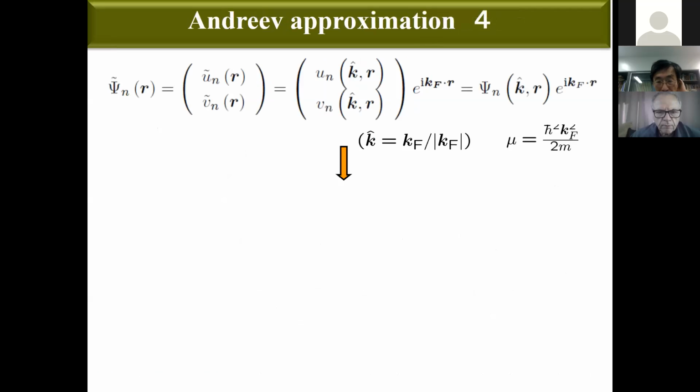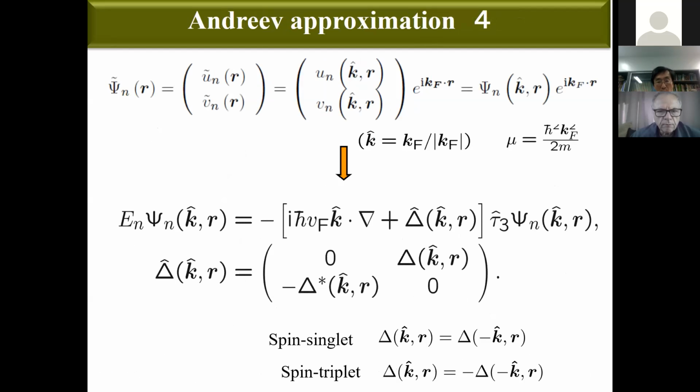So finally, the envelope function satisfies this relation. What does it mean? The envelope function feels the pair potential on the Fermi surface, and the important information is which direction the quasi-particle goes. So only the direction of the quasi-particle determines the pair potential at each position. This is an important message. So it becomes very useful to treat this rather complicated equation.